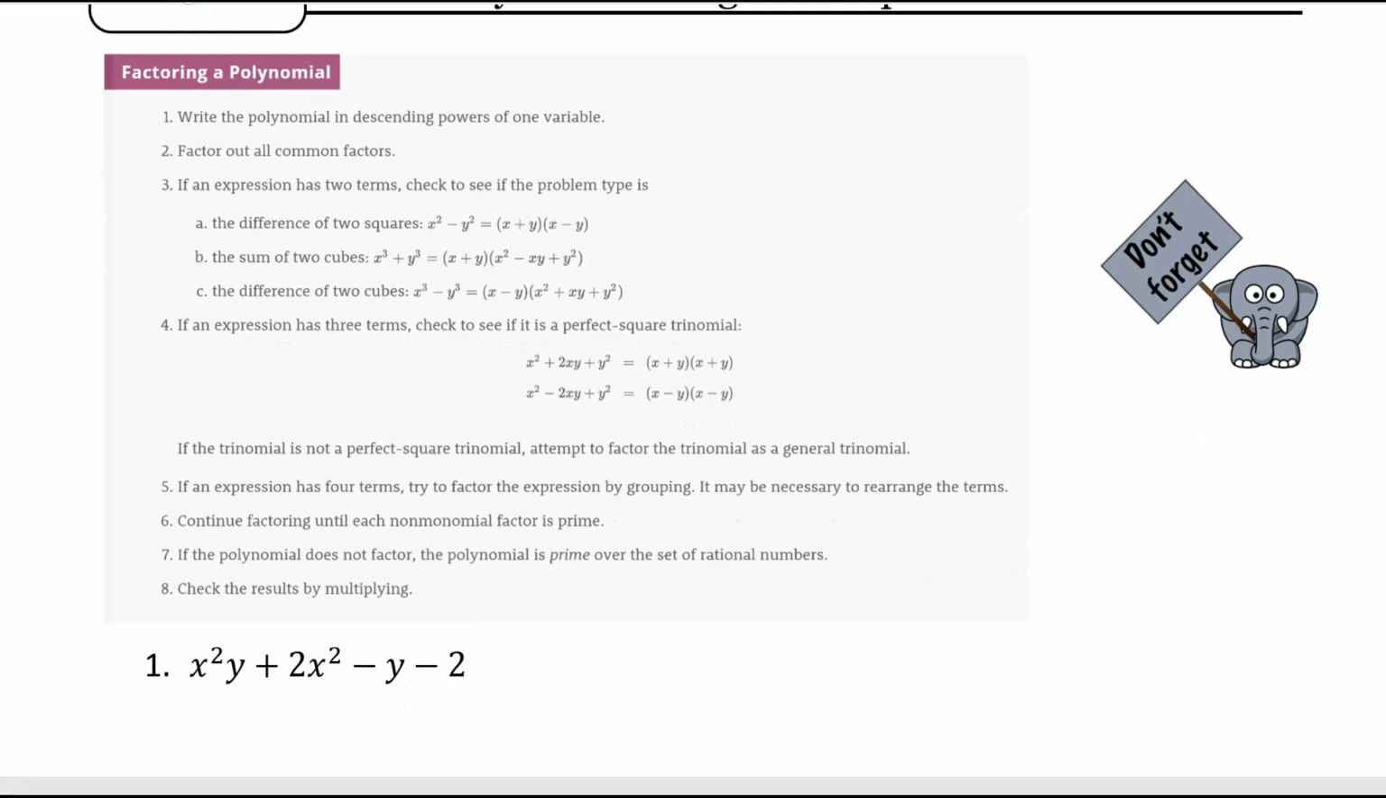Number 5, if an expression has four terms, then try to factor the expression by grouping. It may be necessary to rearrange the terms. 6, continue factoring until each non-monomial factor is prime. And if the polynomial does not factor, the polynomial is prime over the set of rational numbers. And always check your results by multiplying.